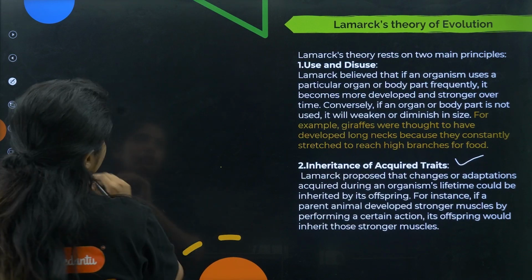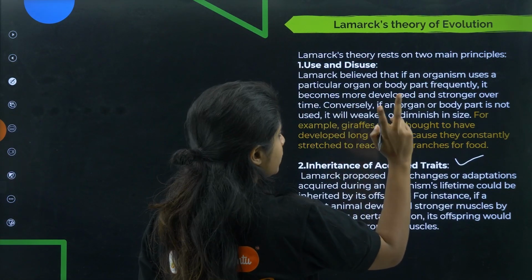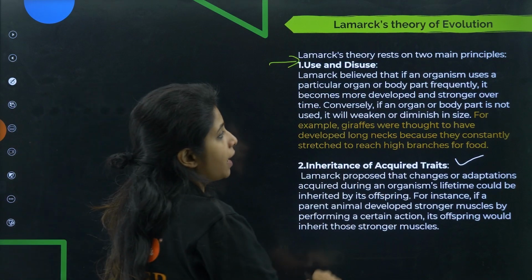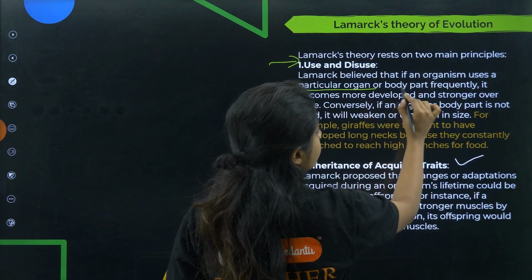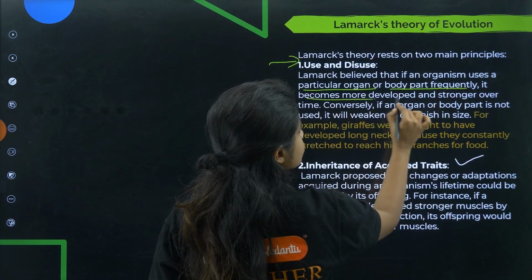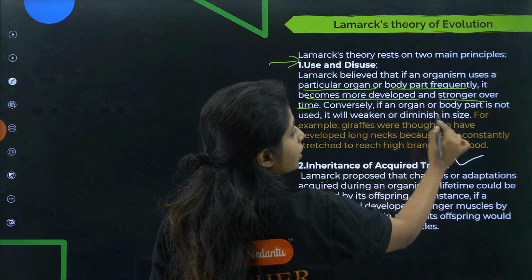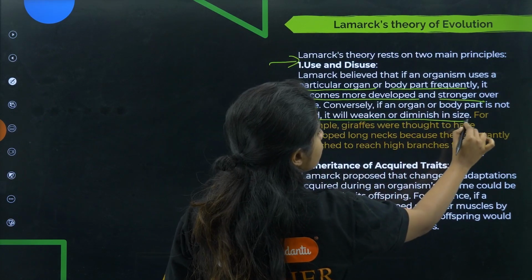Okay. Chalo. So Lamarck's theory rests on two main principles. One principle is use and disuse. Lamarck believed that if an organism uses a particular organ or body part frequently, it becomes more developed and stronger over time. Conversely, if an organ or a body part is not used, it will weaken or diminish in size.